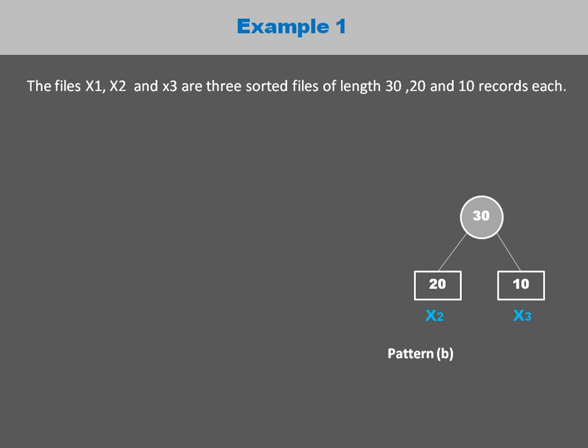Now these 30 records are merged with x1. x1 contains 30 records. The 30 records of x1 and the 30 records of this sorted file are merged together to get a single sorted file containing 60 records. So this is the second pattern. Now we will find out the total number of record moves for this binary merge tree.